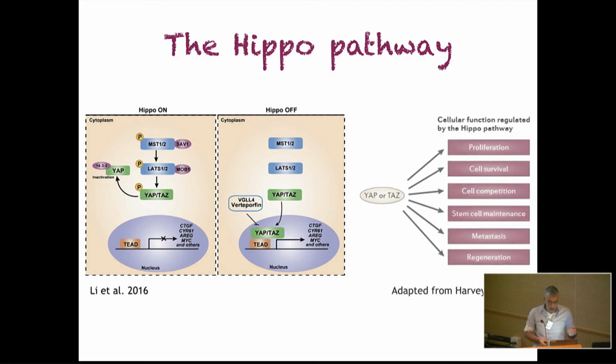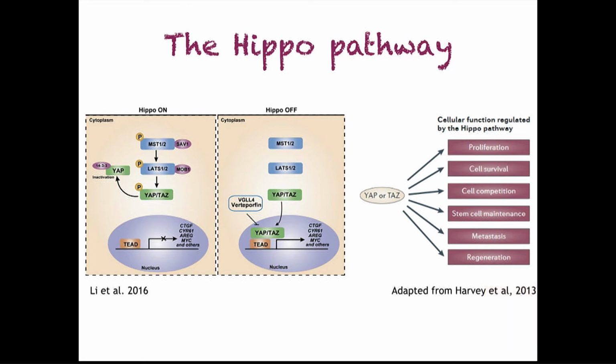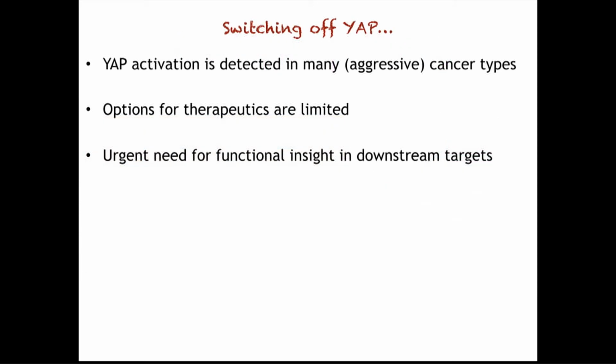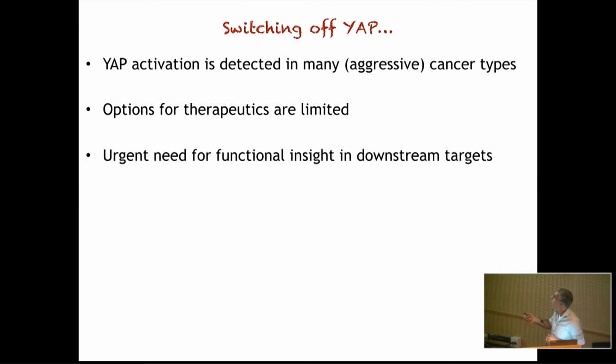The result of that is that the cells really change their phenotype, start to proliferate much more, they survive more different stress responses, they compete much better with the environment. The stem cell nest is more pronounced, they metastasize, and they can regenerate better. So really marked effects on cell phenotype. So we can find YAP activation in many aggressive cancer types.